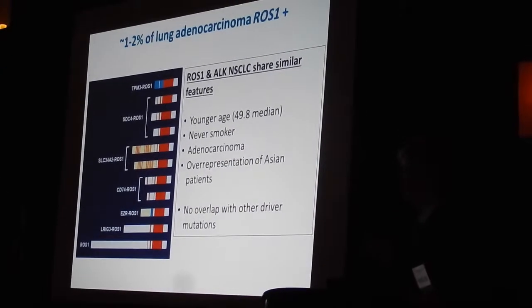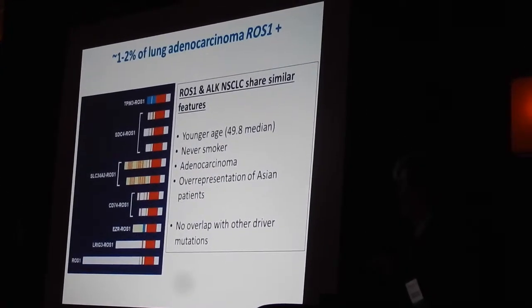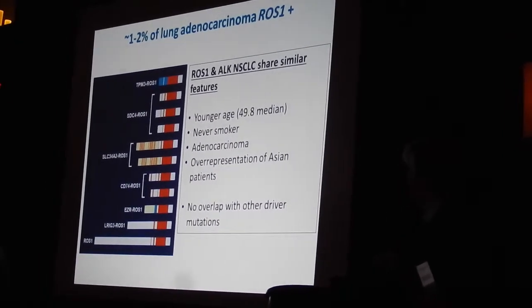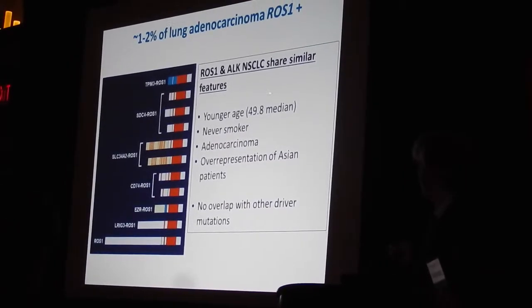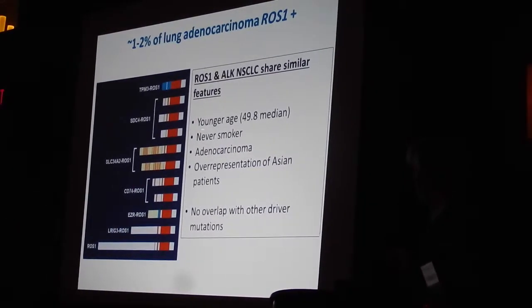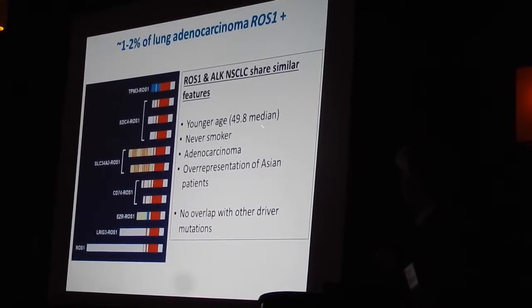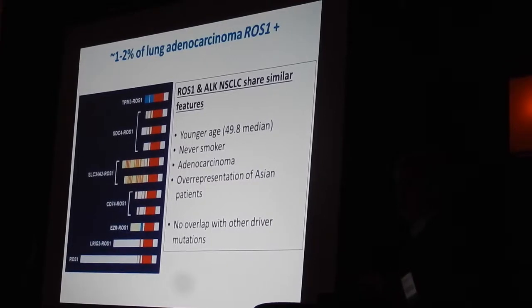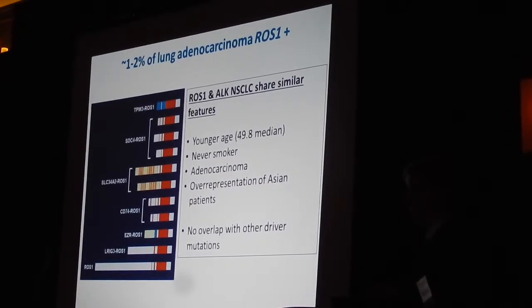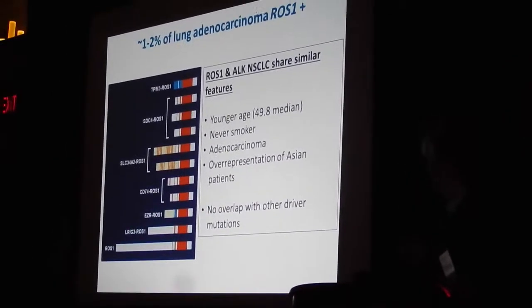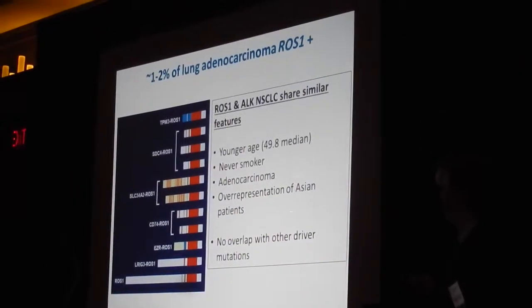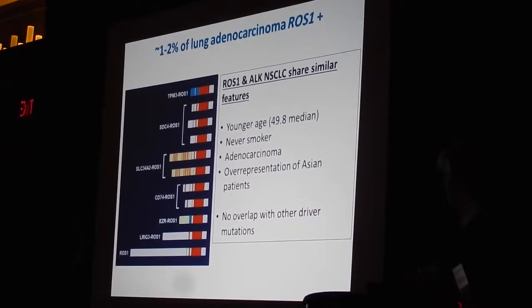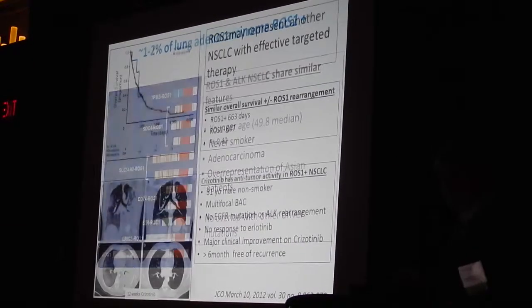This is about 1 or 2% of lung cancers, described a couple years ago as having lots of different fusion partners to ROS. It's very similar to ALK gene rearrangement, in that these patients are typically younger in age, usually median age around 50. They have a history of never or light smoking, and a light smoker by definition is less than 100 cigarettes in their lifetime. They have an adenocarcinoma histology. These are much more prevalent in patients of an Asian ethnicity, and there's no overlap with other driver mutations.